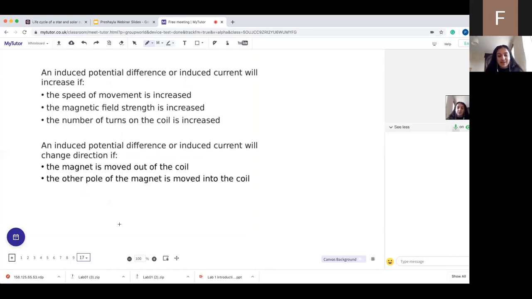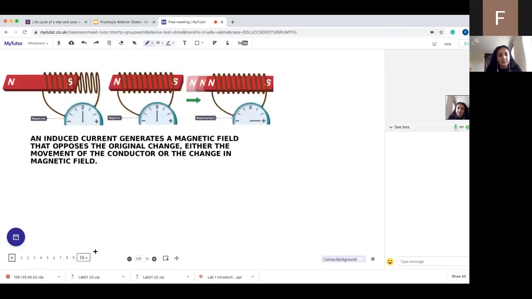Now, how can we increase that potential difference? Well, we can increase the speed of the movement, the magnetic field, or the number of turns in the coil. How can we change the direction of the voltage? So get an alternating current by moving the magnet out in an opposite direction or moving the other pole into the magnet, not both at the same time. An induced current generates a magnetic field that opposes the original change, either the movement of the conductor or the change in the magnetic field. So what this means is if we push the south pole in, the current's going to go the opposite direction.